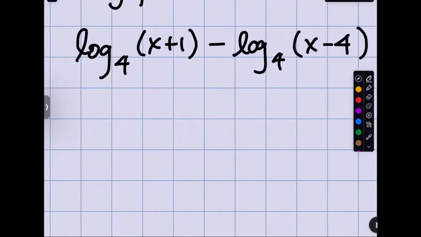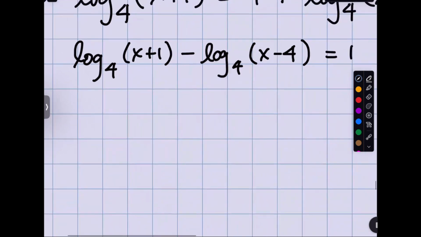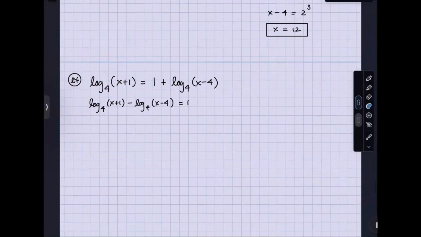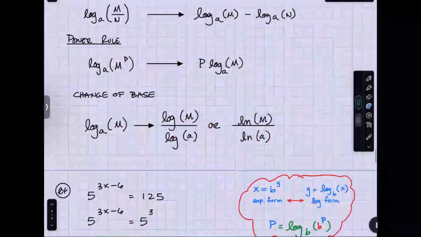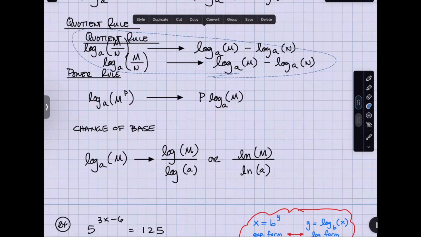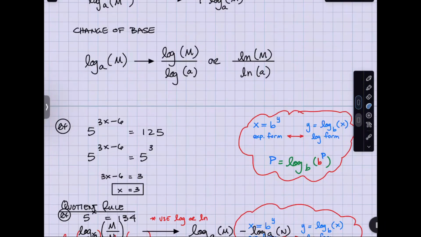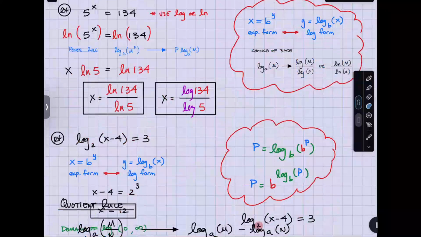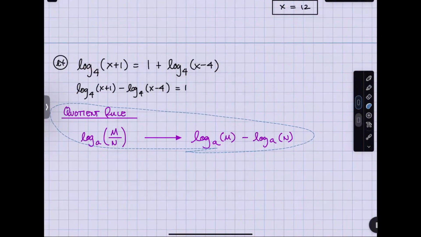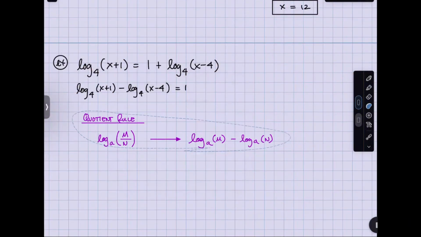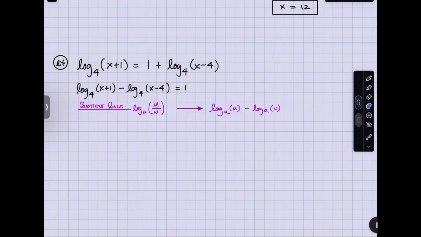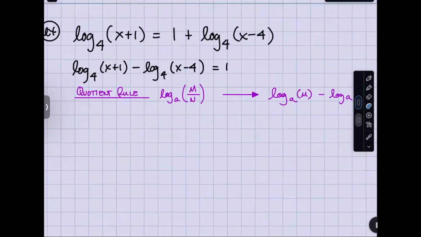What rule do we have right here? What rule do we have that would subtract 2 logs? Quotient rule. She needed her input. She put her input in. Okay, so what's the left side going to equal to?